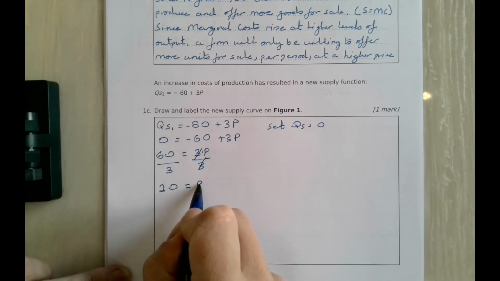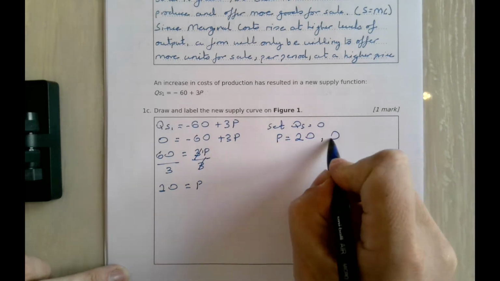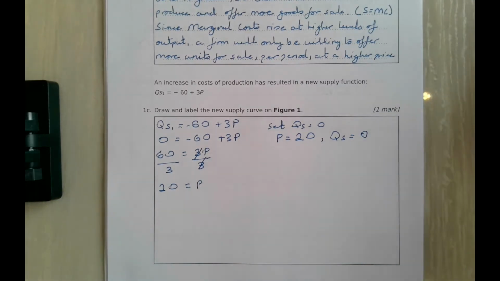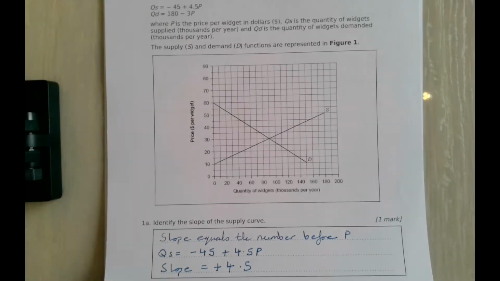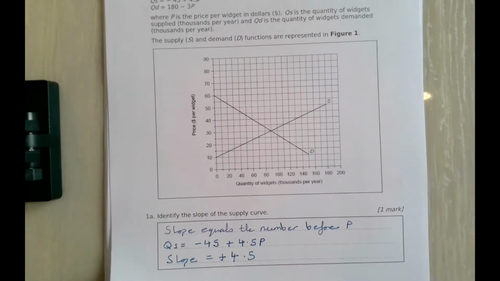So I have 20 equals p. What I tend to do is, I'm a creature of habit, right? P equals 20, quantity supplied equals 0. So what I'm actually going to do now is go back to the diagram and say, okay, look at a price of 20, quantity supplied equals 0.